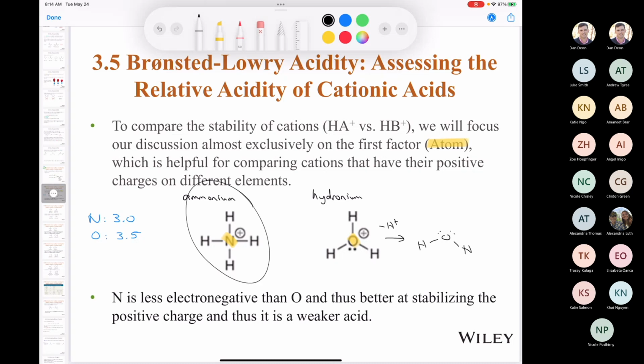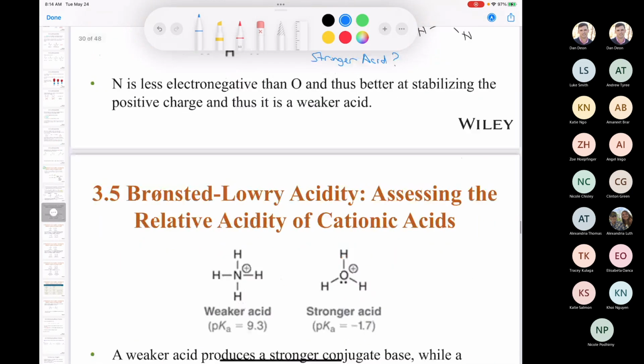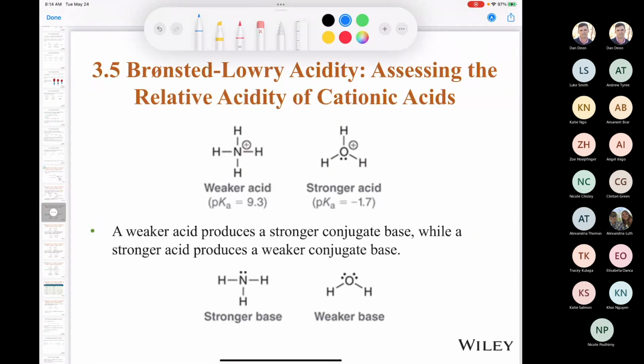So if we have the more stable acid, that means it's going to be the weaker acid. If we have the less stable acid, that means it's going to be the stronger acid. And so we can hypothesize that this should be the stronger acid. Is it? Well, if you compare the pKa's of the ammonium ion and the hydronium ion, you see that hydronium is much stronger. It has a pKa of negative 1.7, whereas the ammonium ion has a pKa of around 9. And so if we have a weaker acid, it produces a stronger conjugate base, while a stronger acid produces a weaker conjugate base. And that's why amines, like ammonia, are stronger bases than water. We don't think of water as being a strong base, do we?